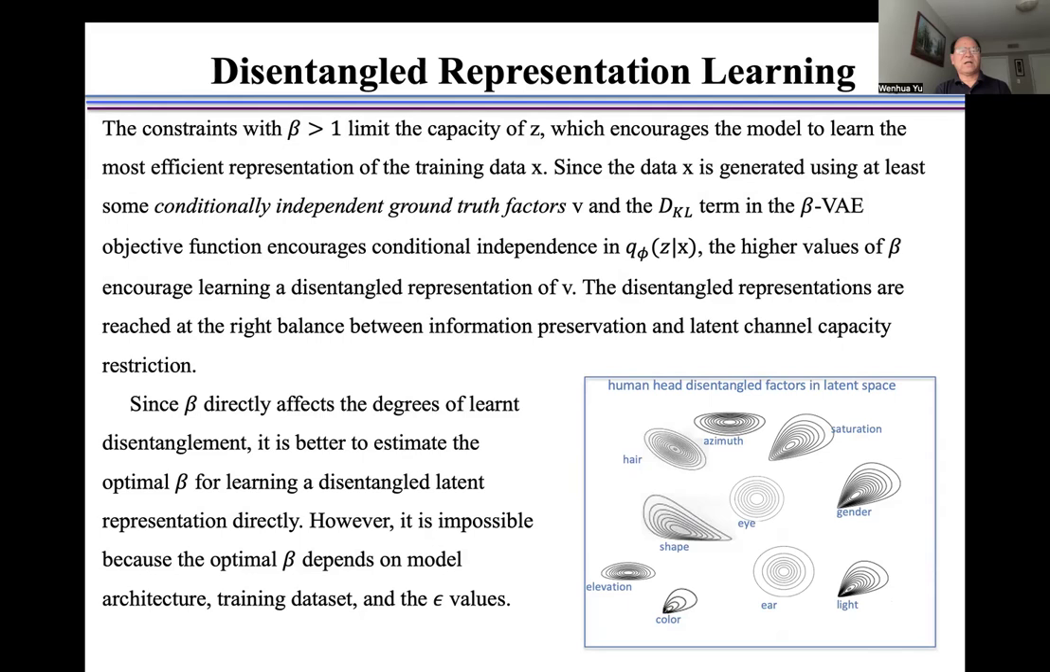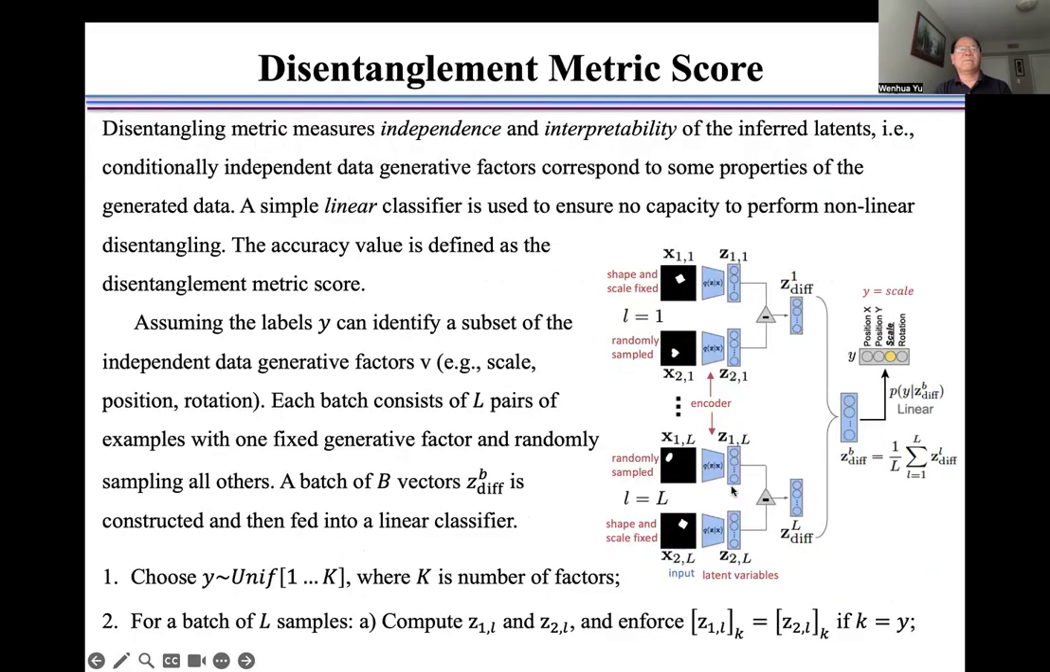Since beta directly affects the degree of learned disentanglement, it would be better to estimate the optimal beta for learning the disentangled latent representation directly. However, it's impossible because the optimal beta depends on the model architecture, the training dataset, and the E values. Here, the human had disentangled factors in latent space.